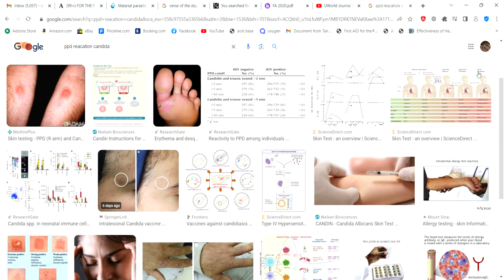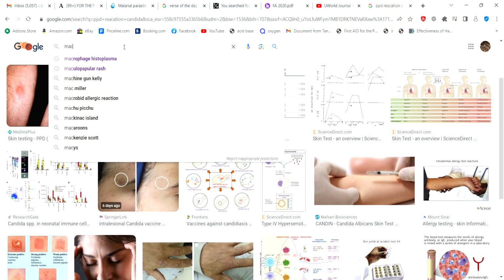CD4 cells differentiate into type 1 helper cells, which secrete TNF and interferon gamma, which activate the macrophages. These macrophages phagocytize Candida and secrete inflammatory mediators, producing that skin response that shows up like PPD in 24 to 48 hours. Okay.